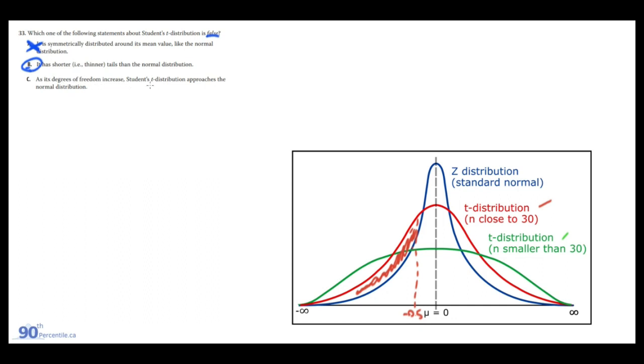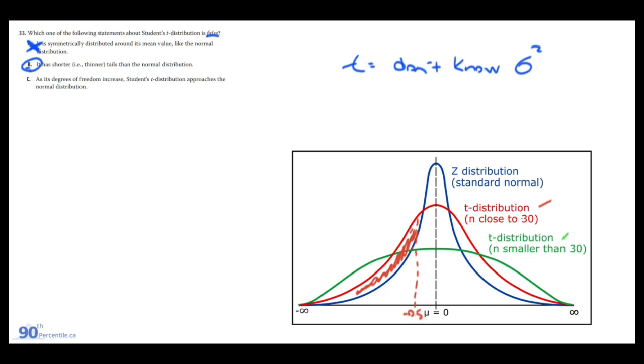As its degrees of freedom increase, Student's T distribution approaches the normal distribution. So the main difference between the T distribution and the normal distribution is that for the T, we assume that we don't know the actual variance of the population. And due to that, the T distribution is typically used when we have data with less than 30 samples. And as the degrees of freedom or the sample size, they're pretty much the same thing, as the sample size increases, you can see that it approaches the normal distribution.